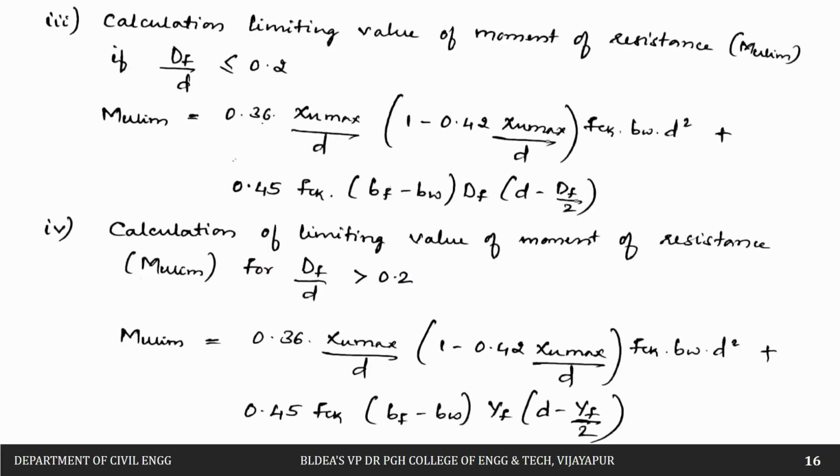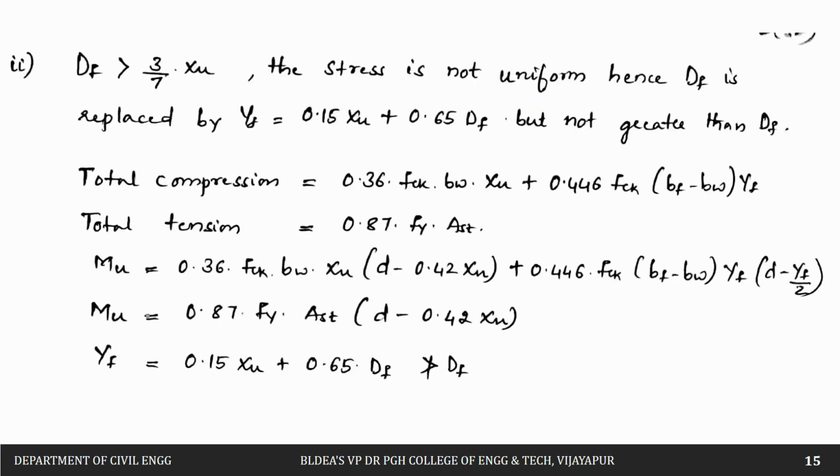Then another case we have is when Df by d is less than or equal to 0.2. How to calculate the moment resisting capacity? That is the depth of the flange divided by the effective depth. If it is less than or equal to 0.2, the moment resisting capacity will again remain the same as what we have seen earlier.